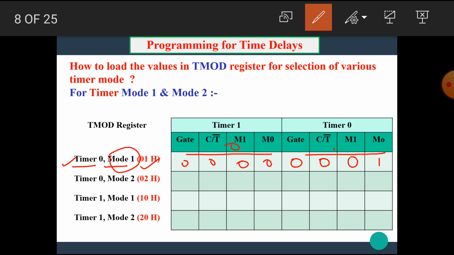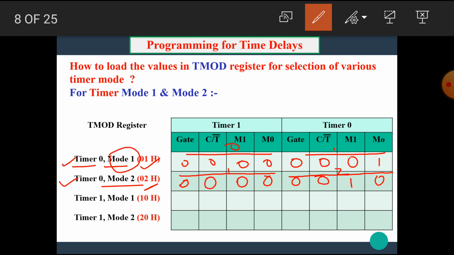Now if we want timer 0 in mode 2, again we want timer 0, hence all the bits of timer 1 are 0. We want mode 2, hence we give the combination 10, the other bits are 0. Hence we get 0000, that means 0, and 0010, that means 2. So the combination for the TMOD register is 02H.